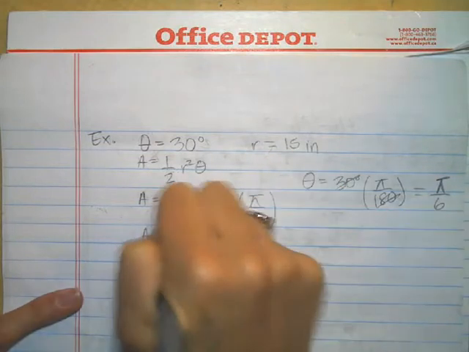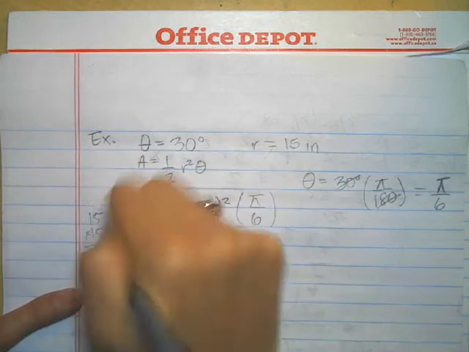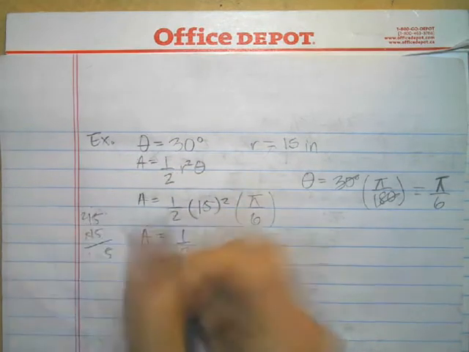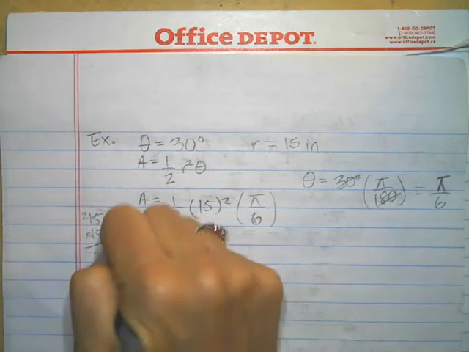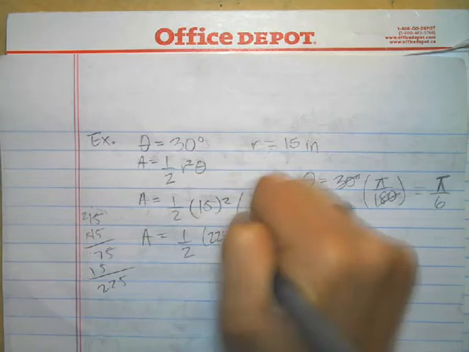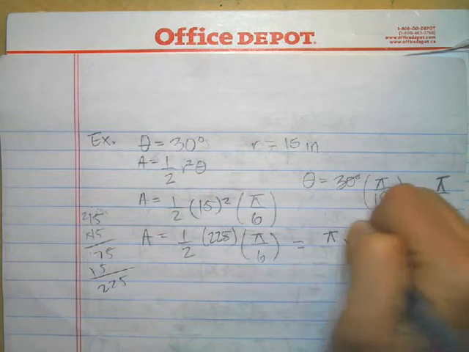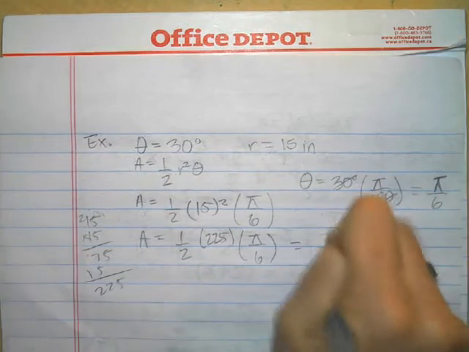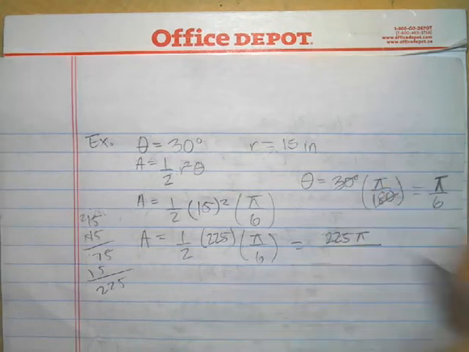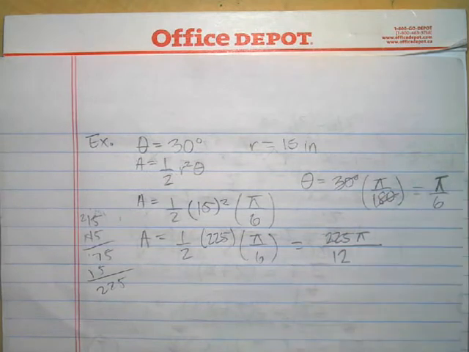And this gives us A equals 1/2 times 15 times 15, which is 225. So we're going to get 225 pi. We can, but sometimes they don't want you to put it in your calculator, so we're just going to multiply it out. 225 pi over 12, and then we'll put this in our calculator.